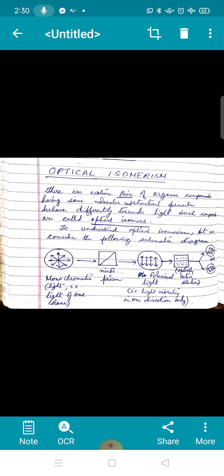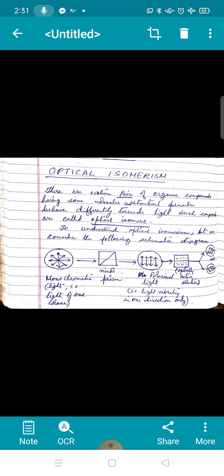As the name suggests, optical, you understand something to do with light. So there are certain pair of organic compounds. Remember, whenever we talk about isomerism, we always talk about at least two compounds having same molecular formula. And depending on the nature of isomerism, we will understand in what way they differ. So these are pair of organic compounds having same molecular and structural formula, but they behave differently towards light. Such compounds are called optical isomers.